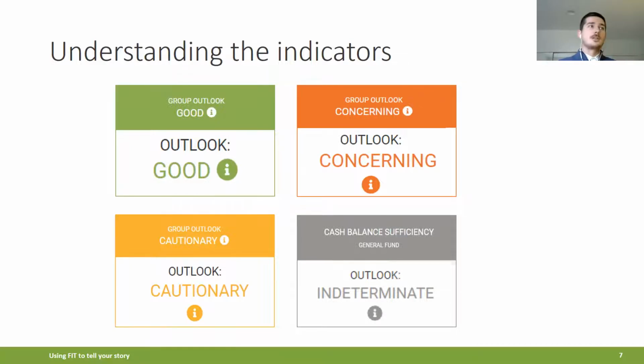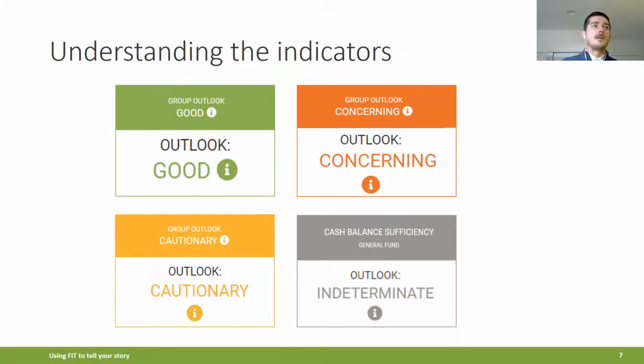The yellowish color is a cautionary, which means that benchmark may still be met, but we've had a declining trend. That's generally the reason for a cautionary outlook. A concerning outlook generally means that we're below that benchmark that we've set. And an indeterminate usually means that we just don't have enough data. Potentially it's a new fund. We don't have trend information, and so we really can't give it some sort of grade.